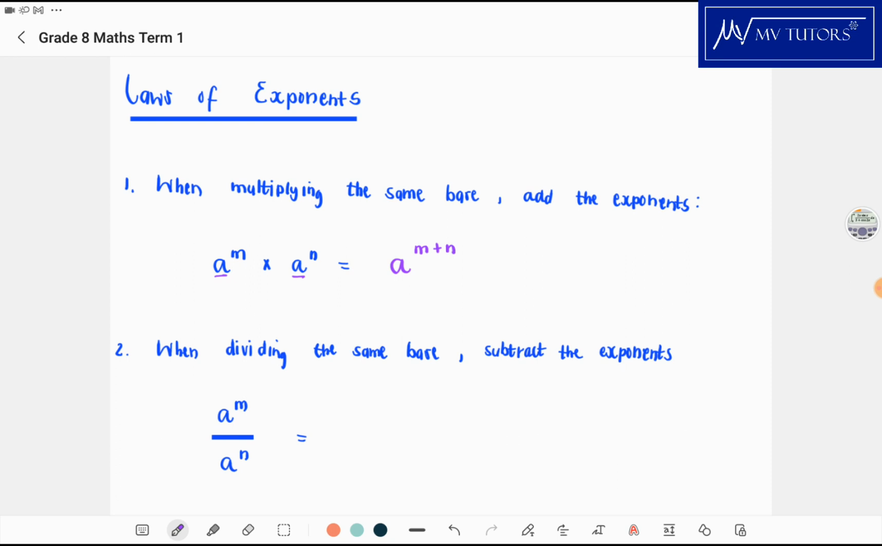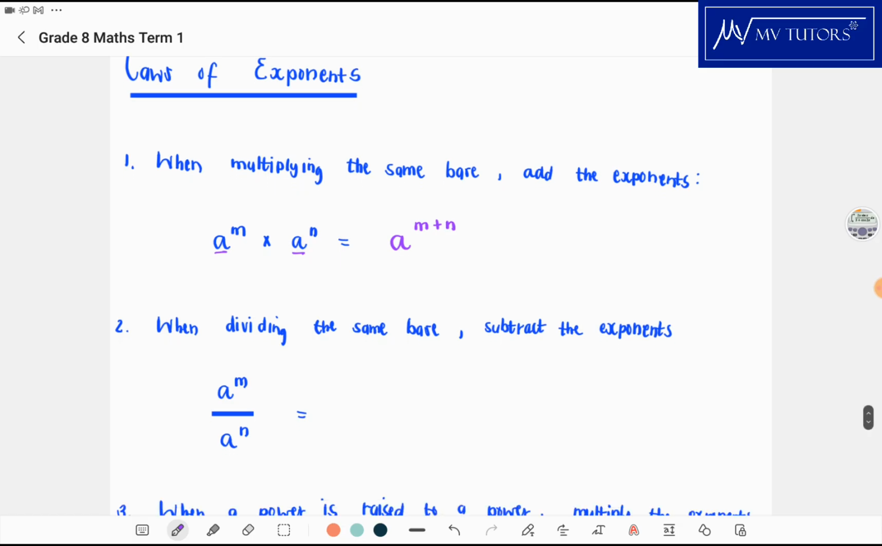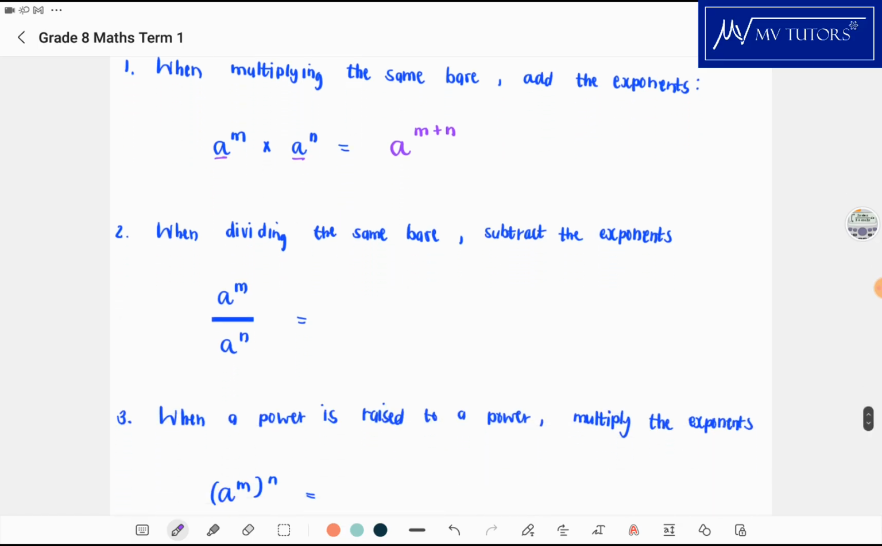Okay, so if we have the same base, we are going to add the exponents. Let me use a different color then. So we have the same base, which is a, and then we're going to add the exponents, which is m plus n. Okay, that's it. When we divide the same base, we subtract the exponents. Okay, so we have a base there. You see, we have the same base, but now we are dividing these bases. So we are subtracting the exponents. So we're going to say m minus n.